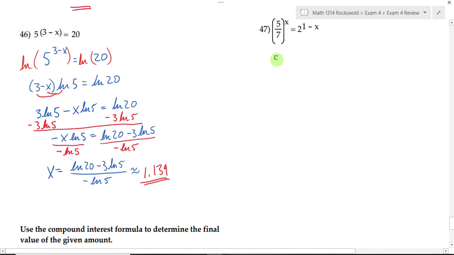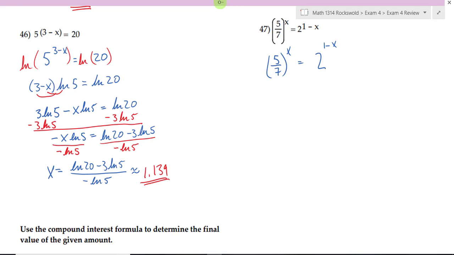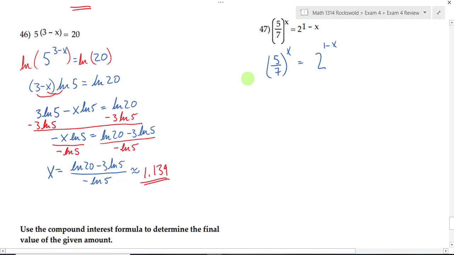On number 47, we have 5/7 raised to a power of x equals 2 raised to a power of 1 minus x. All right, how do I get the variable out of the exponent? What did we do over here to get variables out of the exponent? Take the natural log of both sides. So I'm going to take the natural log of the left-hand side and set it equal to the natural log of the right-hand side. What you do to one side, you have to do to the other. Then we can use the power rule to bring these exponents down in front. So this will become x natural log 5/7 equals 1 minus x natural log 2.